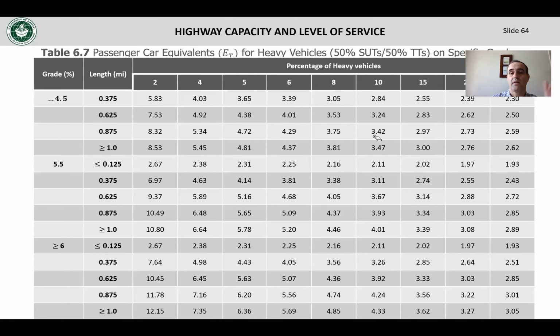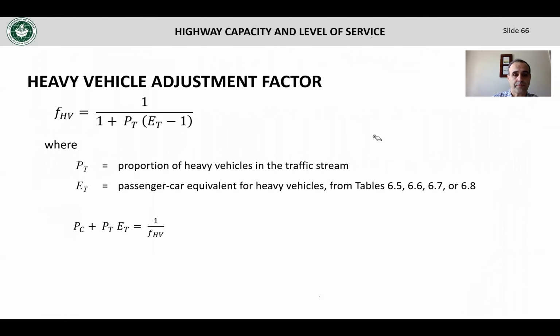Once you have that, we come into this equation, and essentially we're going to convert a certain volume of passenger cars into a value. We're going to divide that volume by the heavy vehicle adjustment factor, which is a factor that is less than 1. So essentially when you divide by a factor less than 1, it's like multiplying by a factor greater than 1, which is what I was trying to explain with this equation. So I just showed you that this 1 over fHV has to be greater than 1. That was the whole point of the conversation.